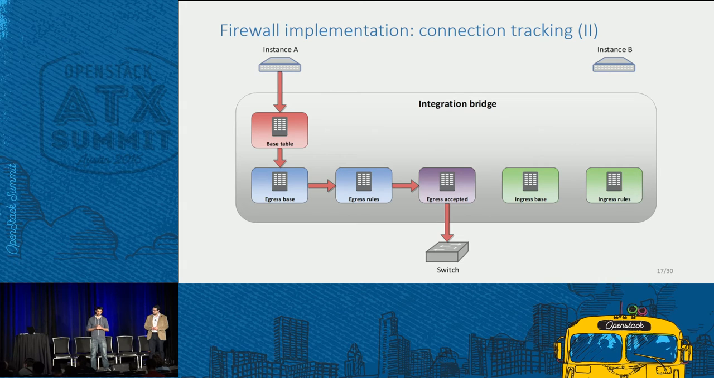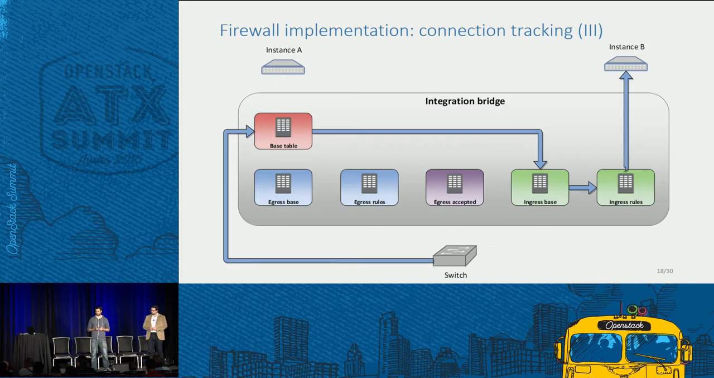And in case when you have connection coming from the outside towards the instance, it goes again to the base table, and then it sees that it's not an egress traffic for any instance that you already have attached to your bridge. So it goes directly to the ingress pipeline, where similar actions as in the egress, what I described, are. That means in ingress base, you won't have any conntrack information. So you can perform spoofing rule ARP, IP, MAC.